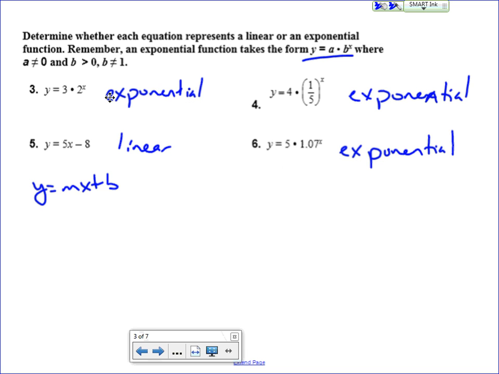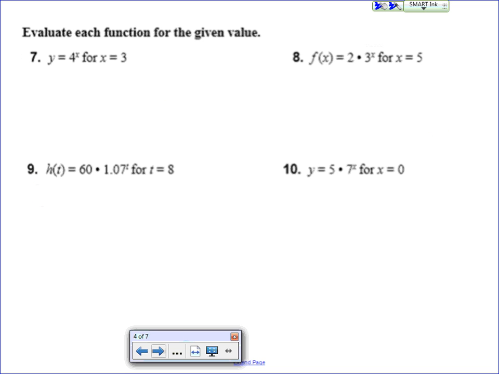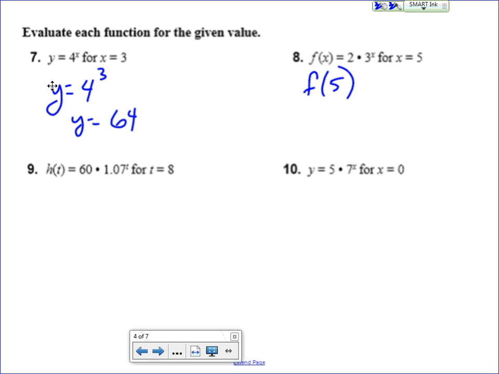Okay, next thing we're going to have to do, we're going to have to be able to evaluate an exponential function. So if you have a calculator, these are quite simple. So I simply plug in the value, and then I simply use a calculator, and I take 4 to the third power, and I would get a 64. So y would be equal to 64. On the second one, if it's in function notation, so now I'm going to put in a 5 wherever I see the x. So the function value at 5 is equal to 2 times 3 to the 5th power.